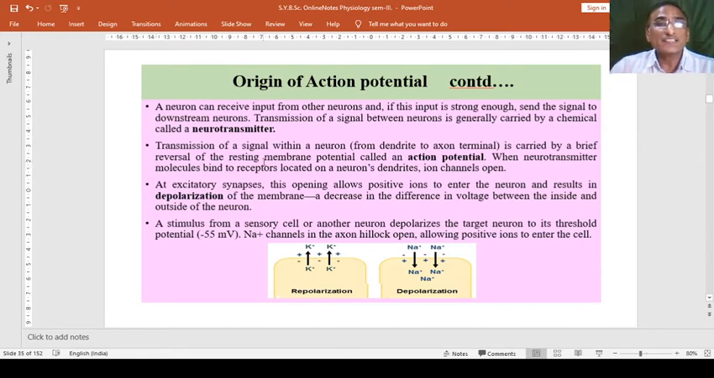Transmission of a signal within a neuron from the dendrite to the axon is carried by a brief reversal of the resting membrane potential, and this is called action potential. You see, a single definition. Again we can note here, transmission of a signal from the dendrite to the axon is nothing but the action potential.